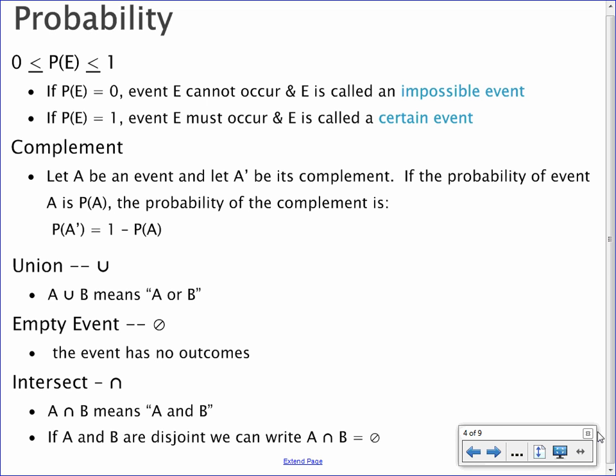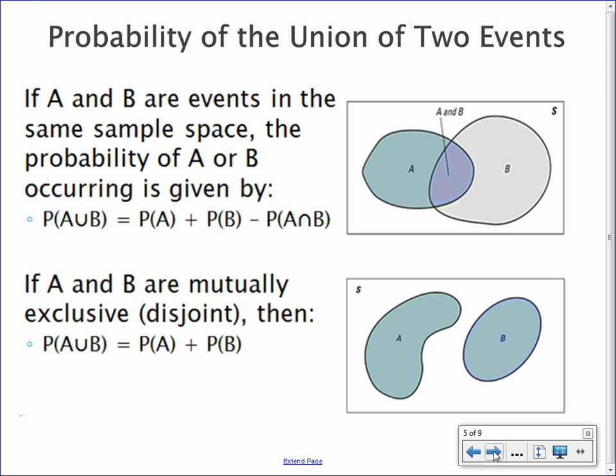All right, let's get more into this or business. If A and B are events that overlap, then when we take the probability of A or B, we have to be careful. Let's go down here first. If our two events are completely separate, if they don't overlap, we can simply add the probability of A to the probability of B.